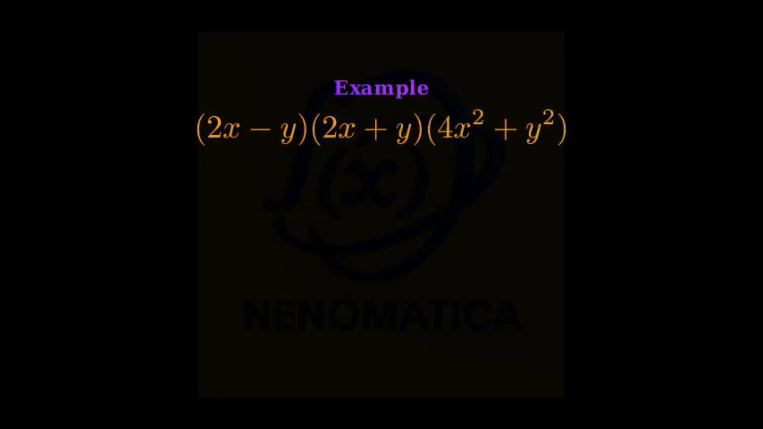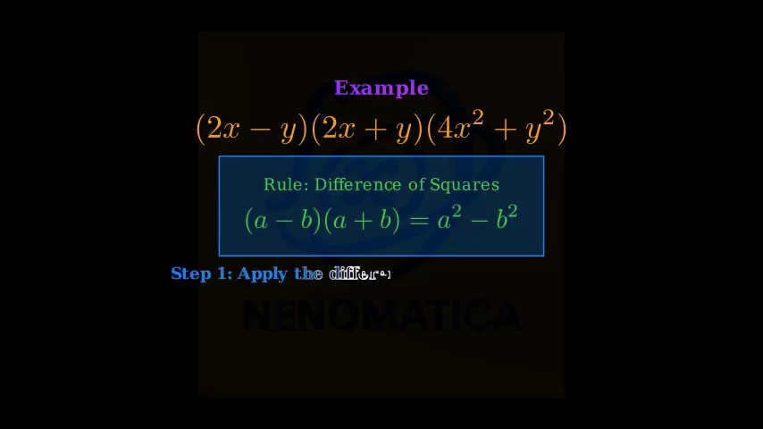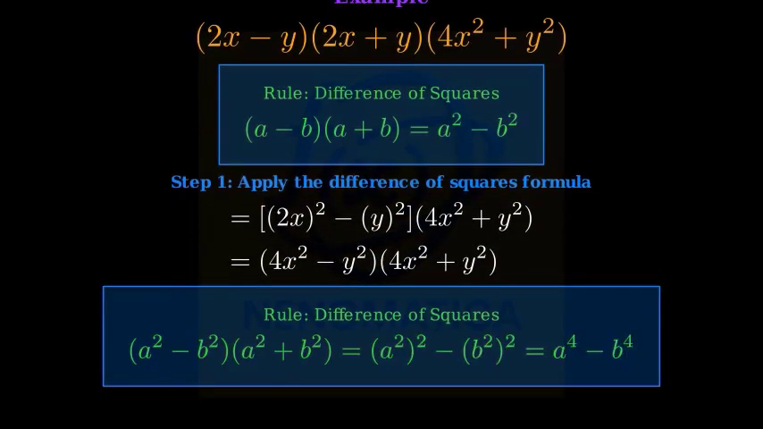We need to simplify the expression 2x minus y times 2x plus y times 4x squared plus y squared. Let's break this down step by step. First, we'll apply the difference of squares formula to the first two factors. The difference of squares formula states that a minus b times a plus b equals a squared minus b squared. So 2x minus y times 2x plus y equals 2x squared minus y squared, which is 4x squared minus y squared. Now for the next step, we'll apply the difference of squares formula again.